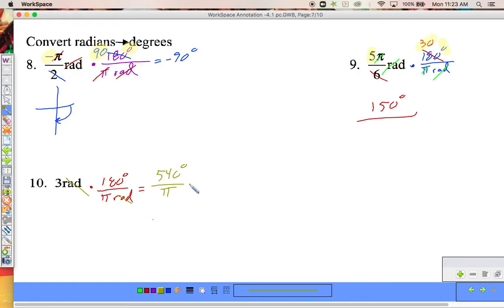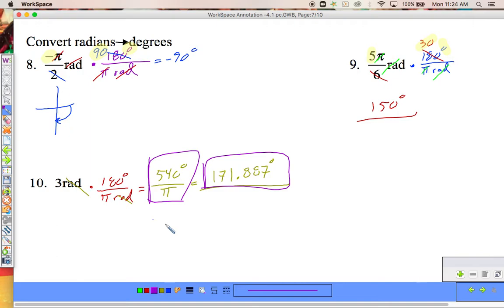Normally we don't have pi's in radian measure or in degree measures, so I'm going to do the math. 540 divided by pi is 171.887 degrees. We need to remember, always round to 3 places unless the problem says differently. Both of these are okay, but if they want the decimal, say 171.887. Pi's don't cancel, but this radian form is better.